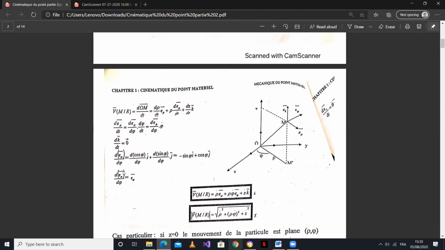So, de heureux d phi gives us e phi. Is that clear? Yes, it's clear. Okay, so de heureux gives us d phi. So from this expression here, when we derive de heureux par rapport au temps, it's going to give us e phi times phi point. Okay, it's going to give us e phi times phi point.